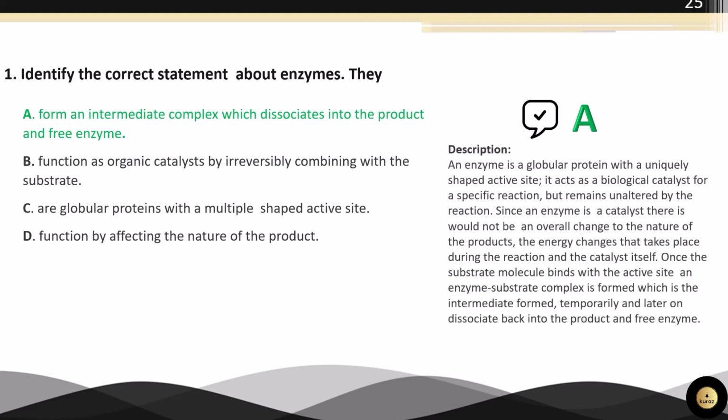An enzyme is a globular protein with a uniquely shaped active site. It acts as a biological catalyst for a specific reaction but remains unaltered by the reaction. Since an enzyme is a catalyst, there would not be an overall change to the nature of products, the energy change that takes place during the reaction, and the catalyst itself. Once the substrate molecule binds with the active site, an enzyme-substrate complex is formed, which is the intermediate formed temporarily and later on dissociates back into the product and free enzyme.